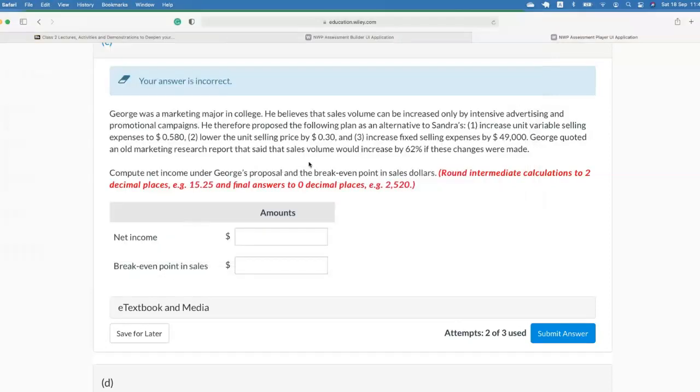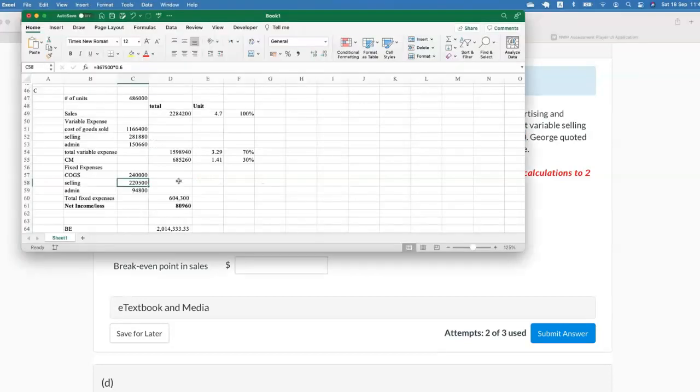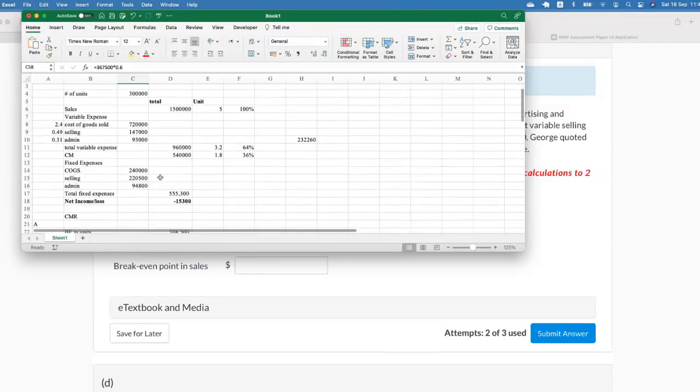Let me just show you. Look here. Increase the fixed selling expenses by 49,000. Okay, so just add it. Yeah, so the selling expenses that you have in the fixed has to be increased by 49,000. This one, yes, exactly. Add to it 49,000. Okay, just let me check this one.